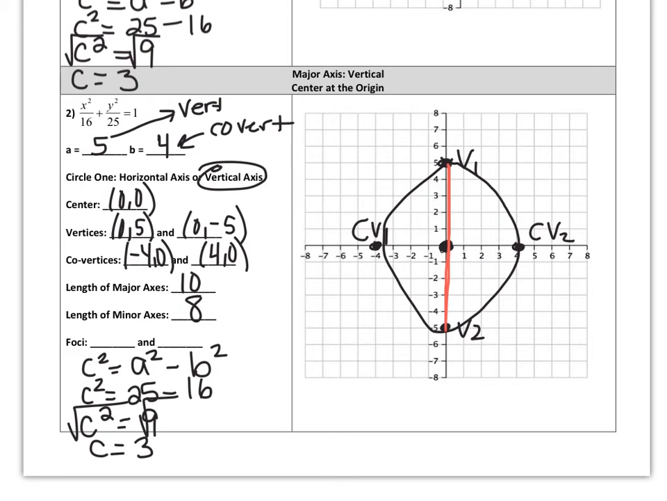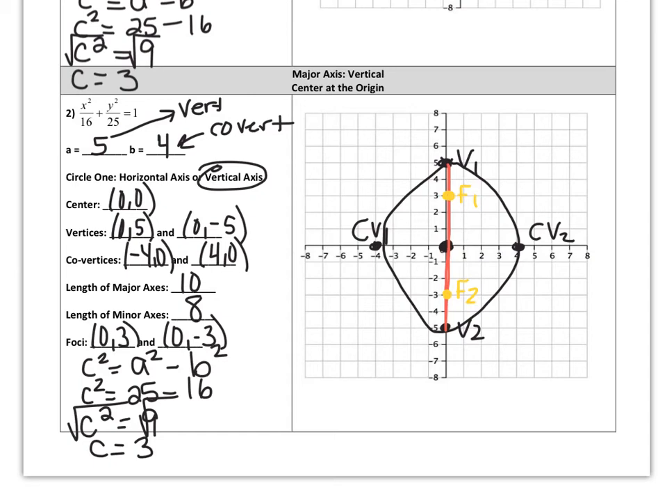So I know my foci are in line with my major axis. So it's going to go 3 up, here we'll call F1, and 3 down, which we'll call F2. So those points are (0, 3) and (0, -3). And that is how you graph an ellipse with a vertical major axis.